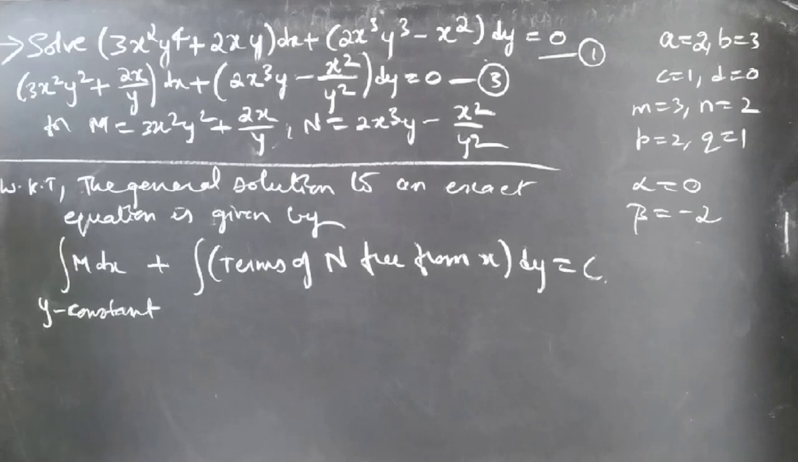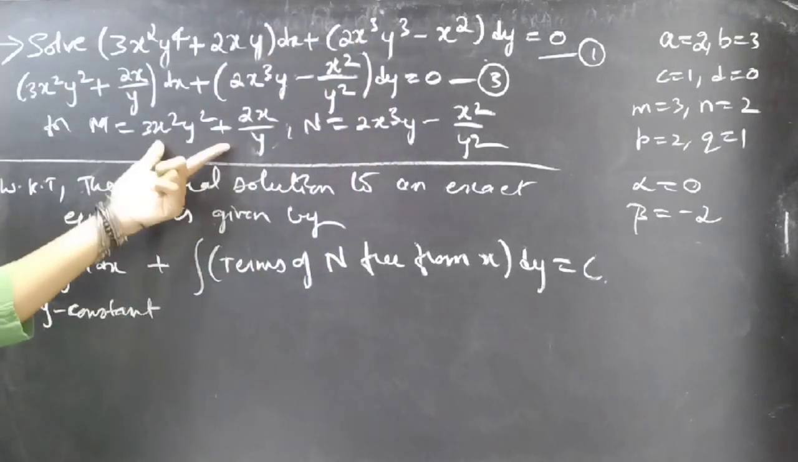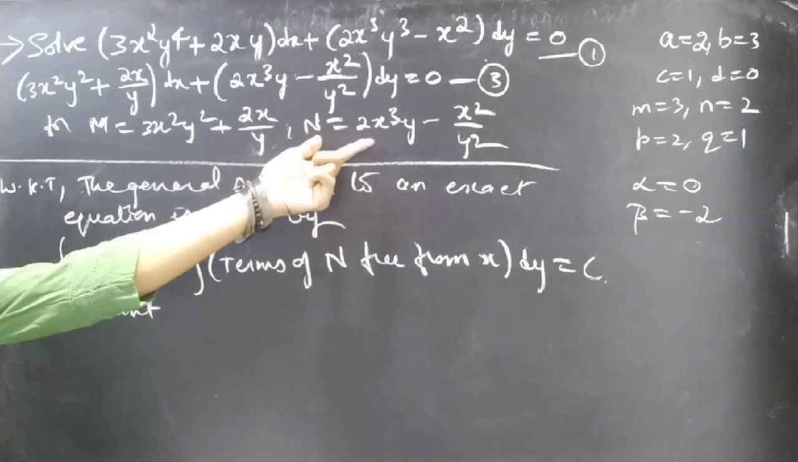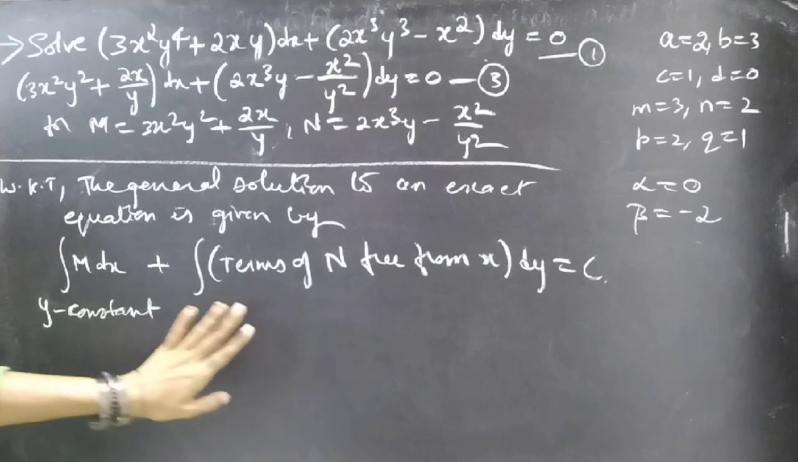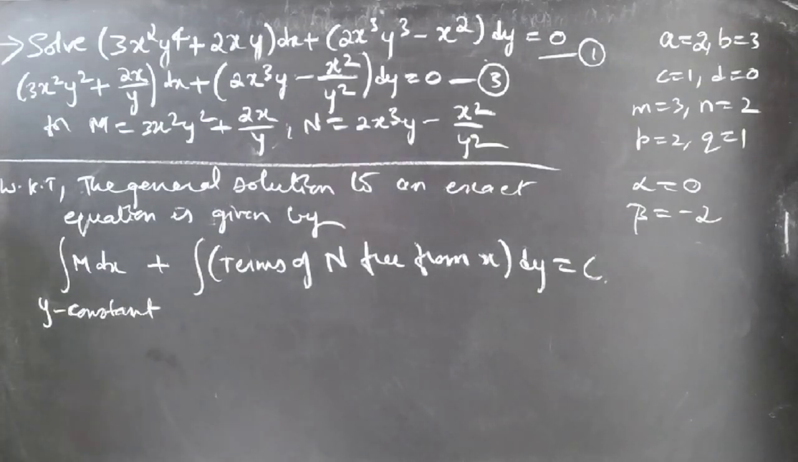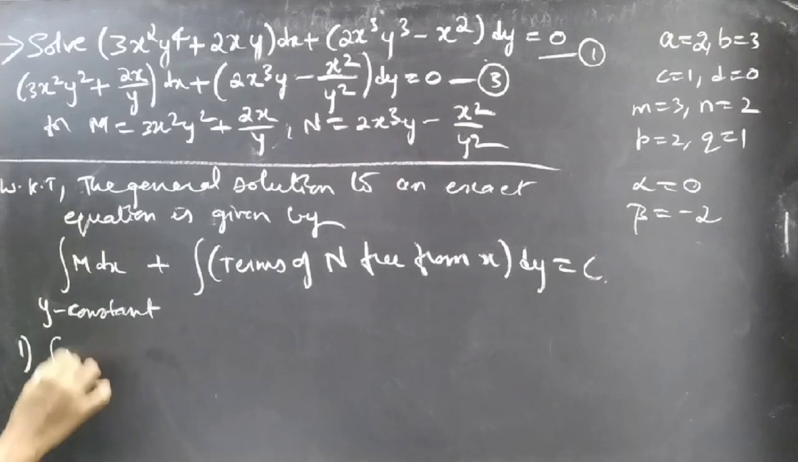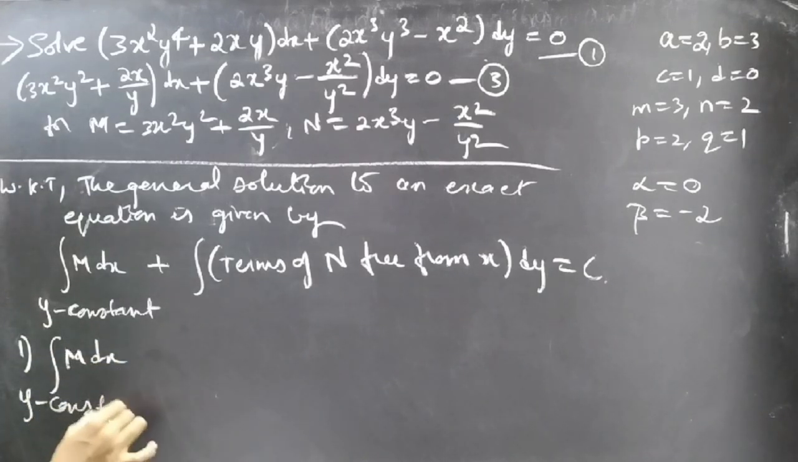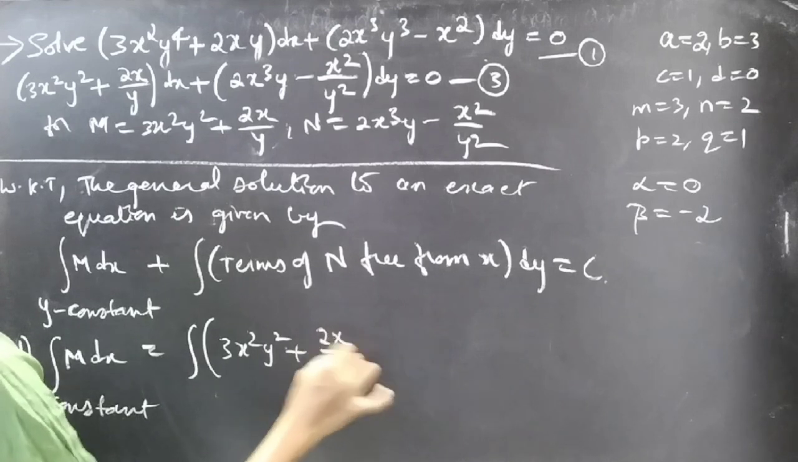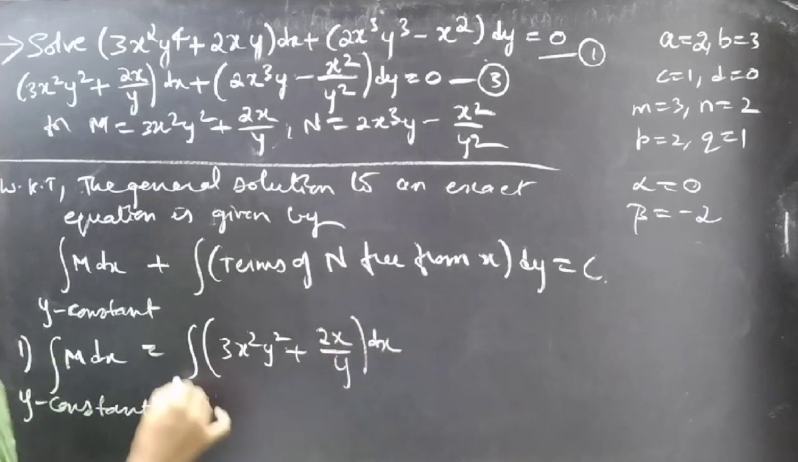Here our exact equation is equation number 3, and for M equal to 3x²y² plus 2x/y, and for N equal to 2x³y minus x²y², we'll find these two integrals to find the general solution to equation 3. I'll begin with the first one. The integral of M dx treating y as constant, for M equal to 3x²y² plus 2x/y, into dx. Here y is constant.